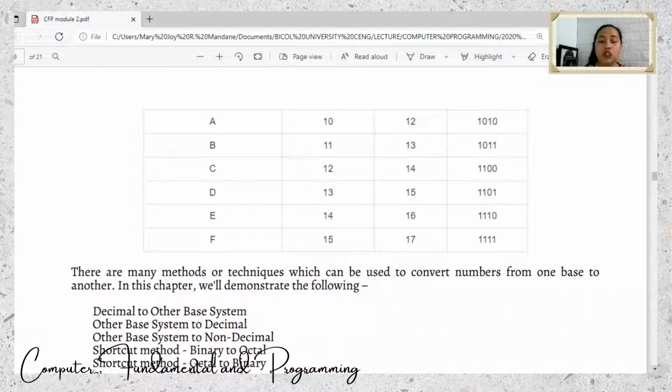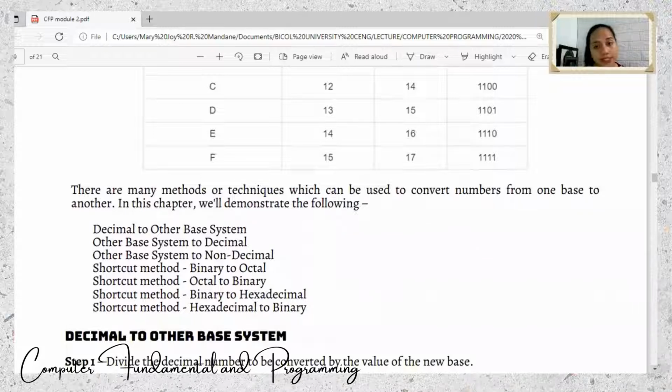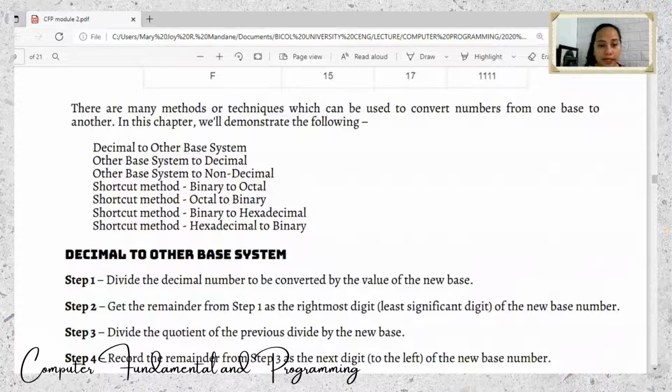So, there are many methods or techniques which can be used to convert numbers from one base to another. In this chapter, we will demonstrate the following: decimal to other base system, other base system to decimal, other base system to non-decimal, shortcut method binary to octal, shortcut method octal to binary, and shortcut method hexadecimal to binary. Okay, so tignan natin, isa-isahin natin.